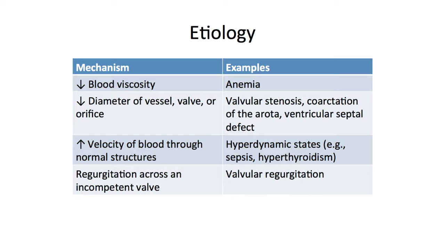Decreased blood viscosity can occur with anemia. A decreased diameter of vessels, valves, or orifice can occur in valvular stenosis, coarctation of the aorta, or ventricular septal defects. Increased velocity of blood through normal structures can occur in hyperdynamic states such as sepsis or hyperthyroidism. Regurgitation across an incompetent valve can occur in valvular regurgitation.